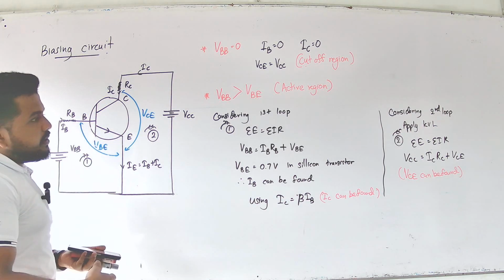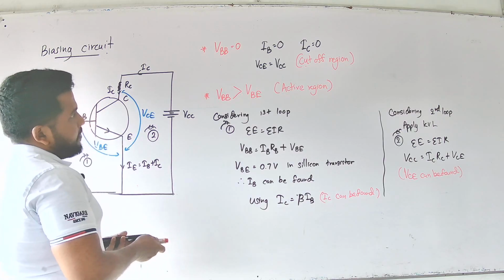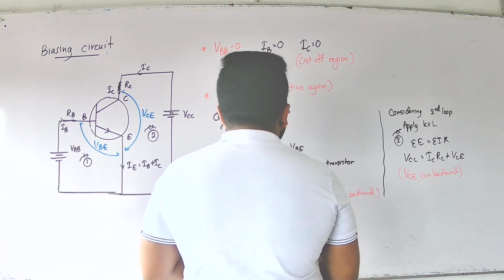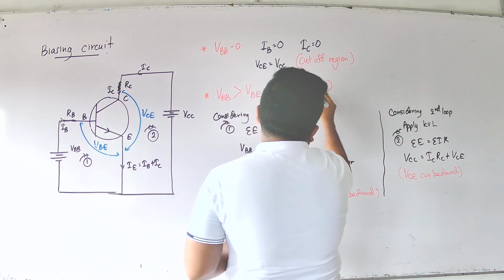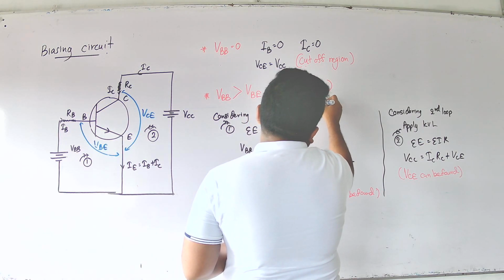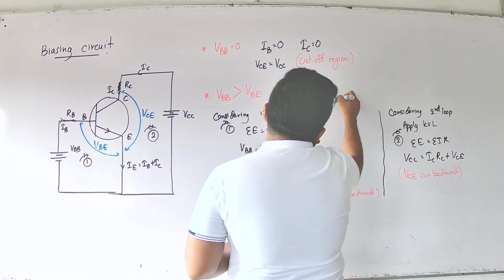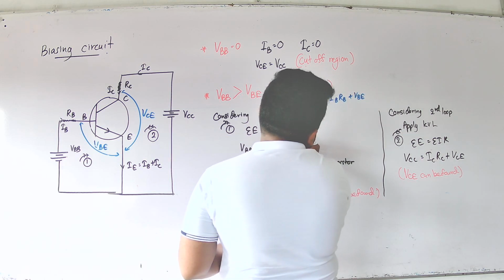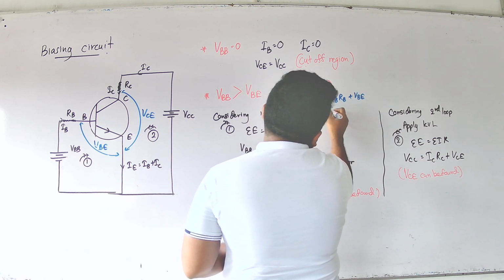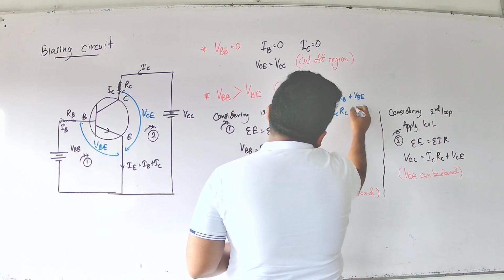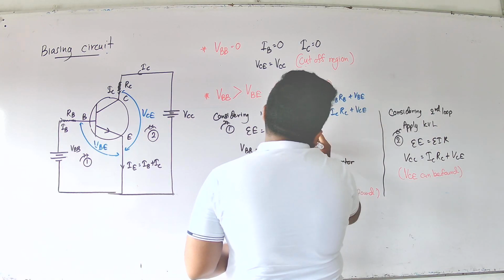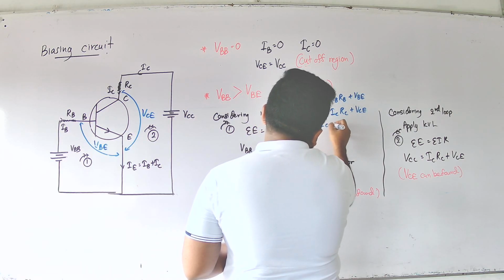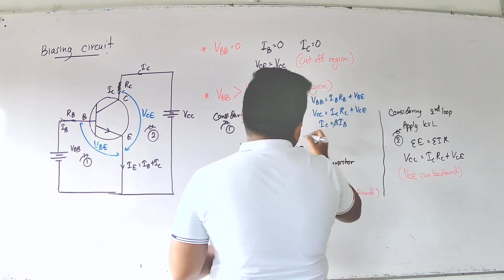Then this is okay. So what are the equations? VBB equals IBRB plus VBE, VCC equals ICRC plus VCE, IC equals beta IB. Okay.